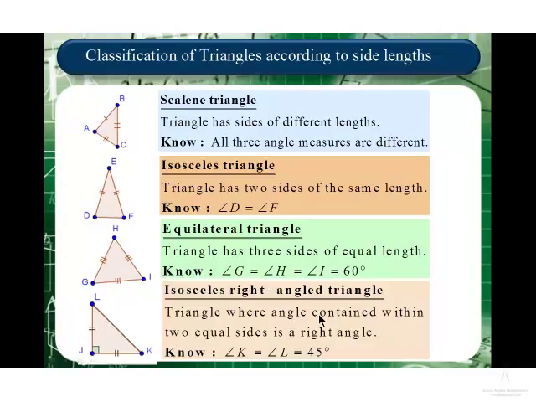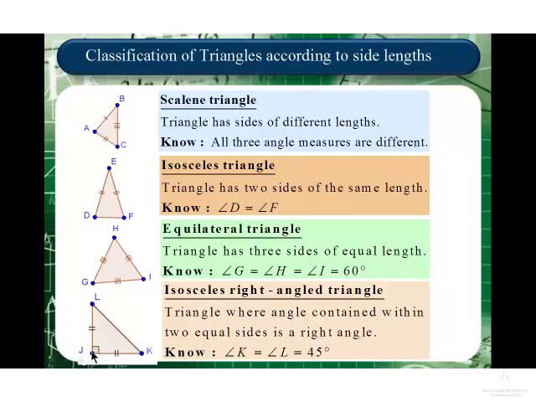The final class of triangles that we will identify is the so-called isosceles right-angled triangles. Now, such a triangle is one where the angle contained within two equal sides is a right angle. Here we have two equal sides, LJ and JK, for the triangle LJK, and this particular angle contained within the two equal sides is a 90-degree angle or a right angle at J.